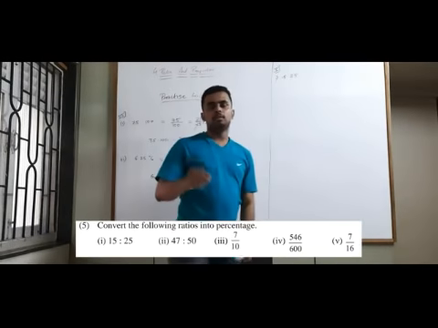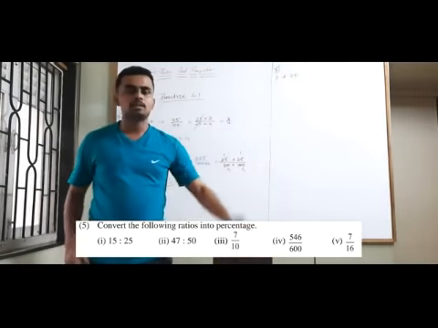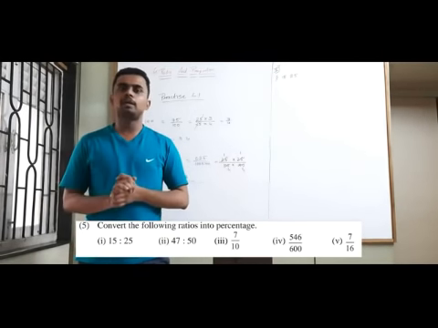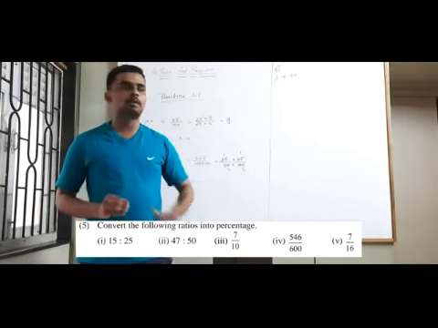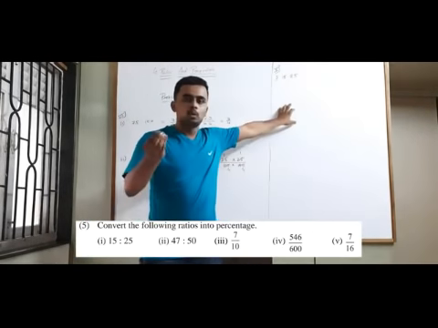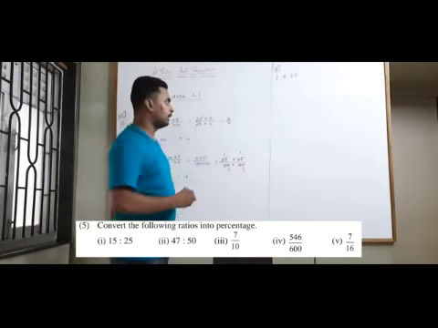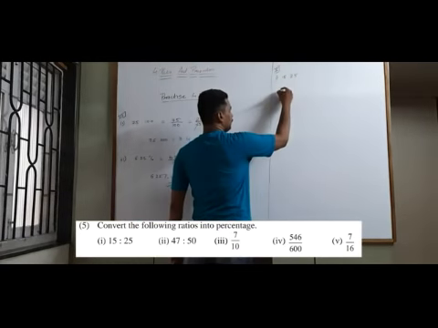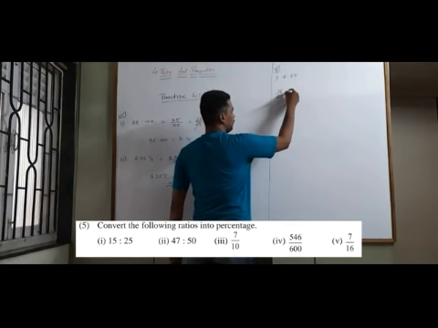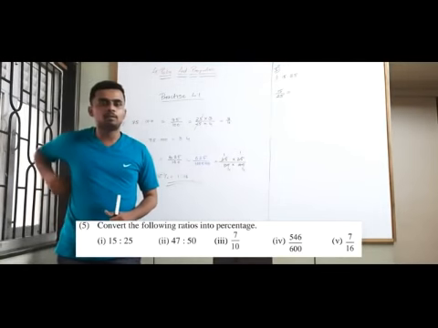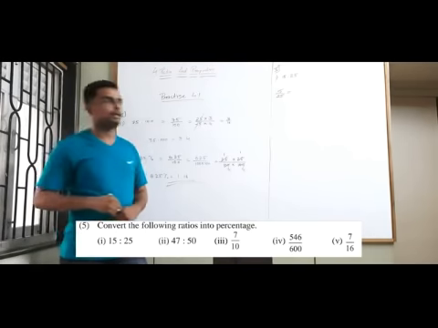So for that, the basic thing that we want is that the denominator should be 100. If we want the denominator to be 100, I have to multiply the given denominator by some number, and that will give me 100. So let's see, 15 divided by 25 is equal to, what will we have to multiply 15 upon 25 by to get it as 100?